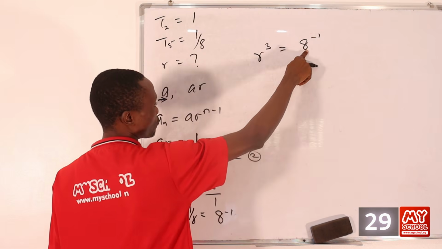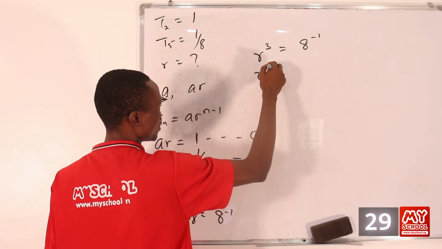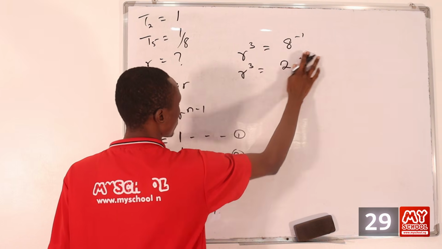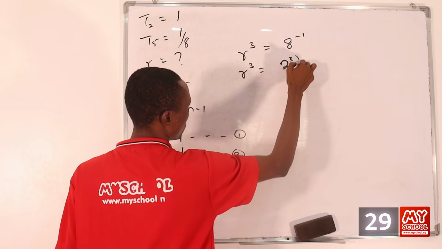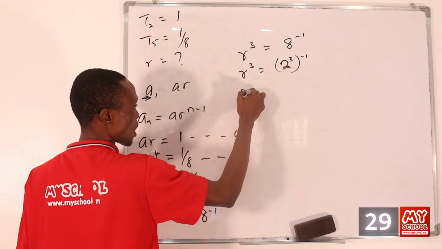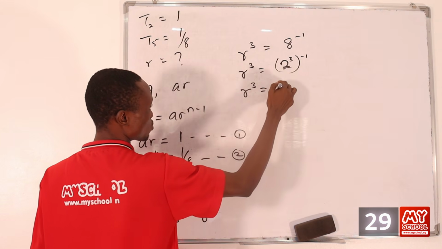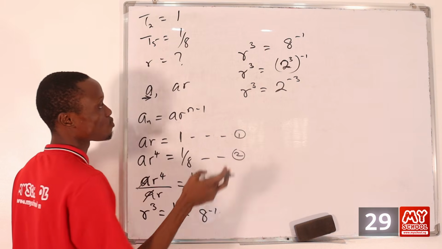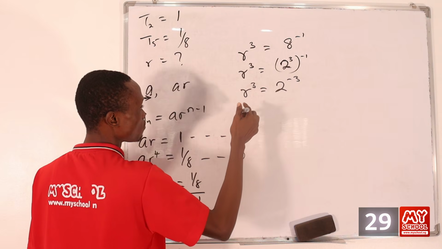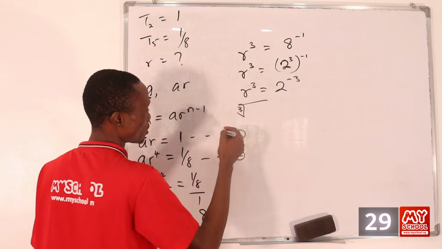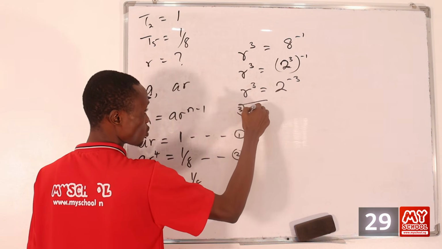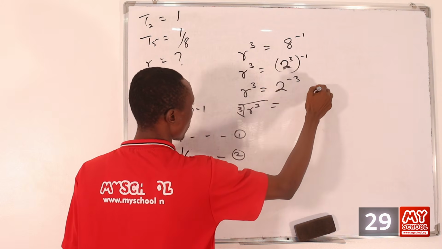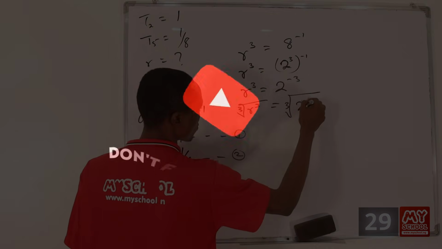So we can break this down further. Here we'll be having r raised to power 3 is equal to 2 raised to power minus 3, because this is 2 raised to power 3 in bracket, raised to power minus 1. So r raised to power 3 will now be equal to 2 raised to power minus 3. Now we take the cube root of both sides, so the cube root of r raised to power 3 will be equal to the cube root of 2 raised to power minus 3.